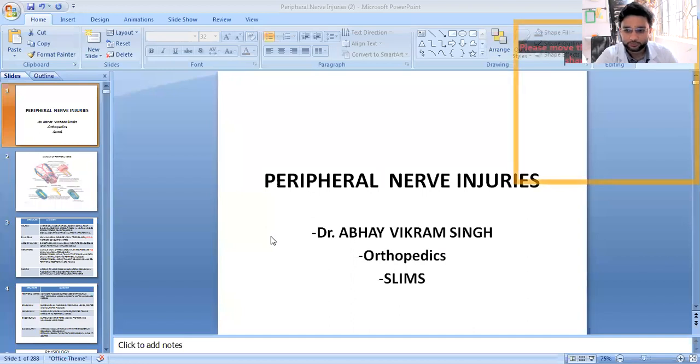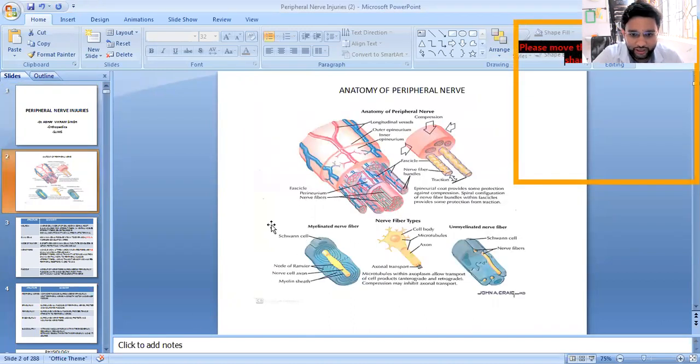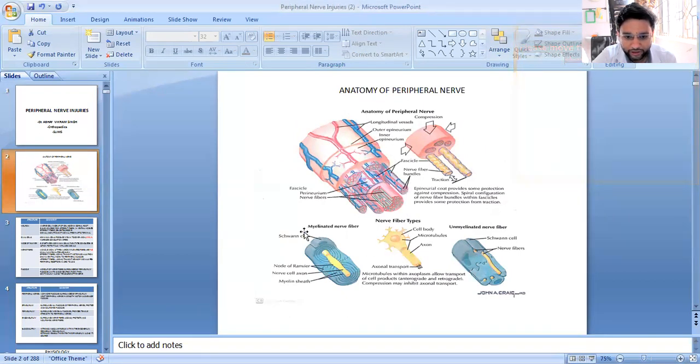My topic is peripheral nerve injuries. In this slide, we can see the structure of the peripheral nerve. In this, we can see the anatomy of the peripheral nerve: the longitudinal vessels, the outer epineurium, and the inner epineurium. We have myelinated nerve fibers and unmyelinated nerve fibers. There are two types of nerve fibers, myelinated and unmyelinated.